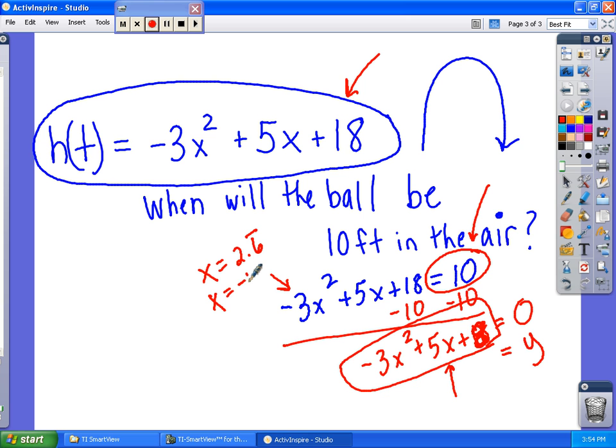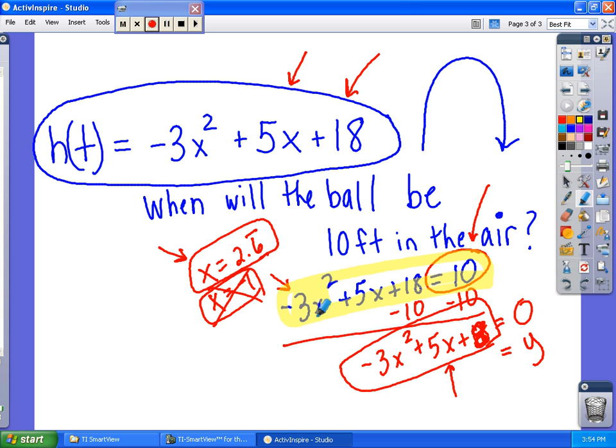Well, in this case, negative 1 doesn't really make sense for a time. So when will the ball be 10 feet in the air? The ball is going to be 10 feet in the air after, I'm sorry, exactly, a little more than 2.5 seconds. And that's how we graph in order to solve this. And just to sum it up, remember, you could have set this equal to 0 right at this point and then factored it. But instead, another way to get what x equals is to graph.